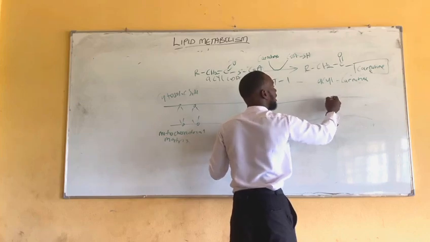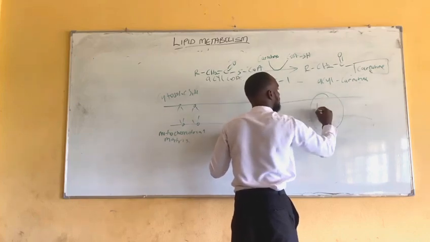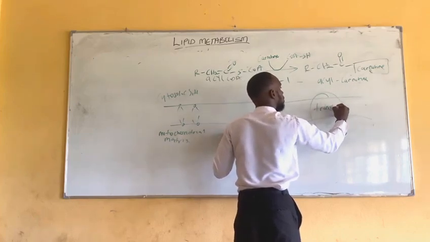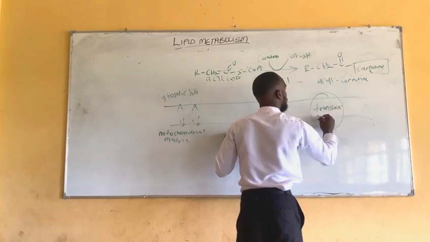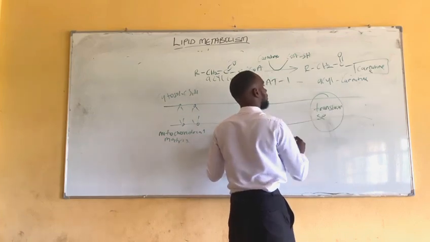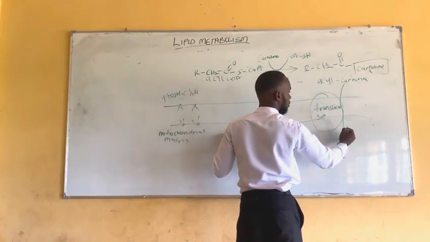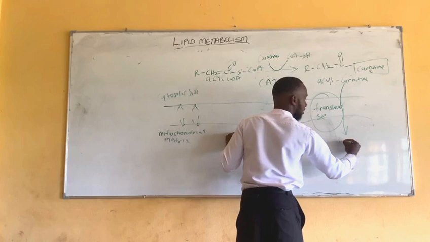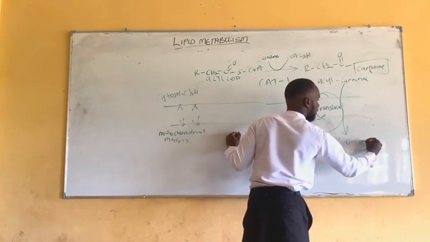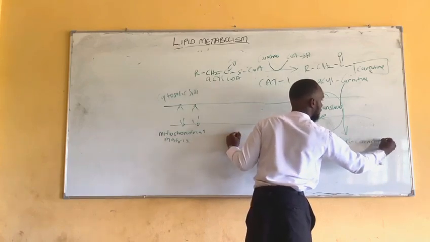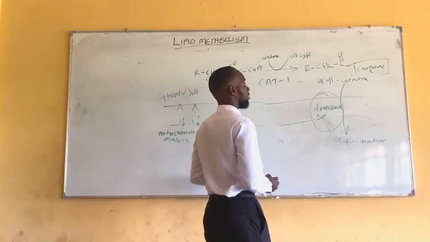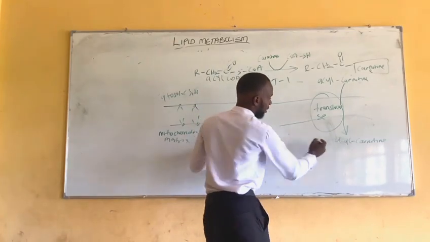Yes, through the translocase. The translocase. So this acyl-carnitine will then pass through like this now. You can see it here. Acyl-carnitine.